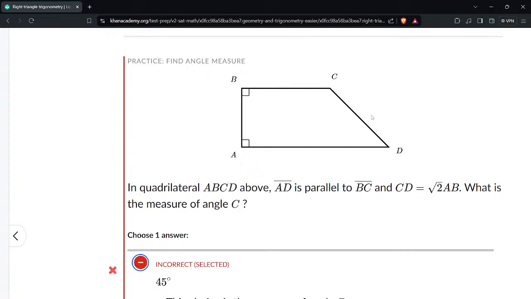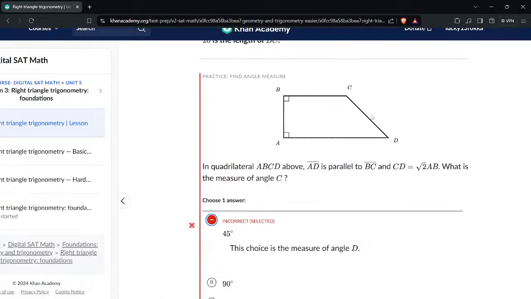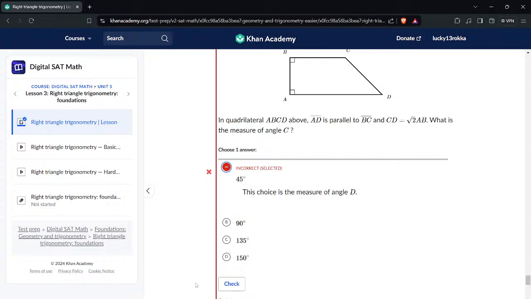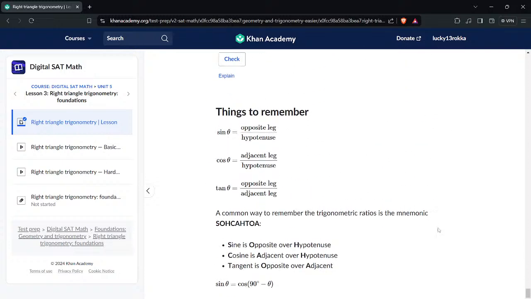Oh, my bad. I should have taken D instead. Yo, actually, this is hard. Okay, first of all, 45 looks wrong. 45 is already wrong. If D is 45, then the answer is 135. Okay, I'm done. Why did I choose angle C to be 45? That's angle D, exactly.